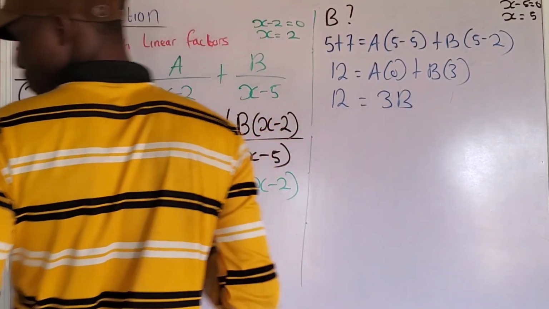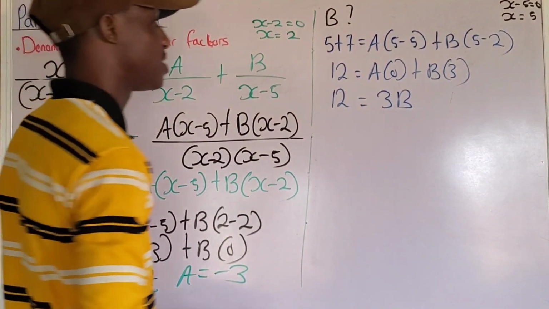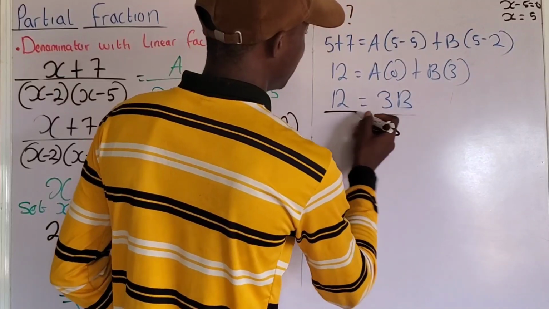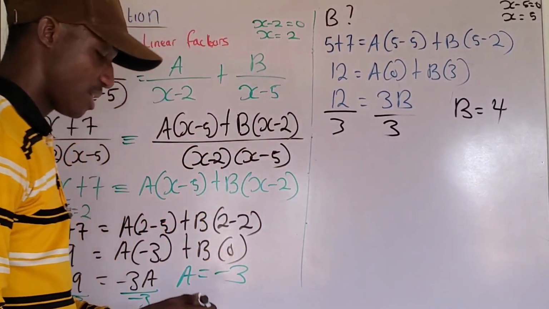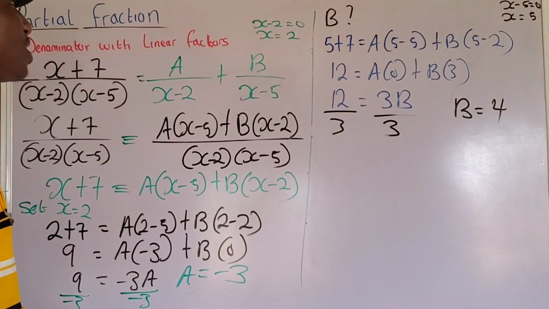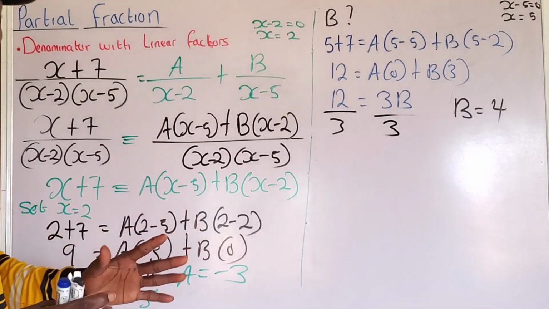3B, you understand? So, having done that, the next step is that you just have to divide both sides by 3 to get the value of B. So, if you divide it by 3, this over 3 and this over 3, B is equals to 4. Do you understand? Now, having gotten the value of A and B, you can substitute those values into this fraction. That means that you are done with the solution, okay?